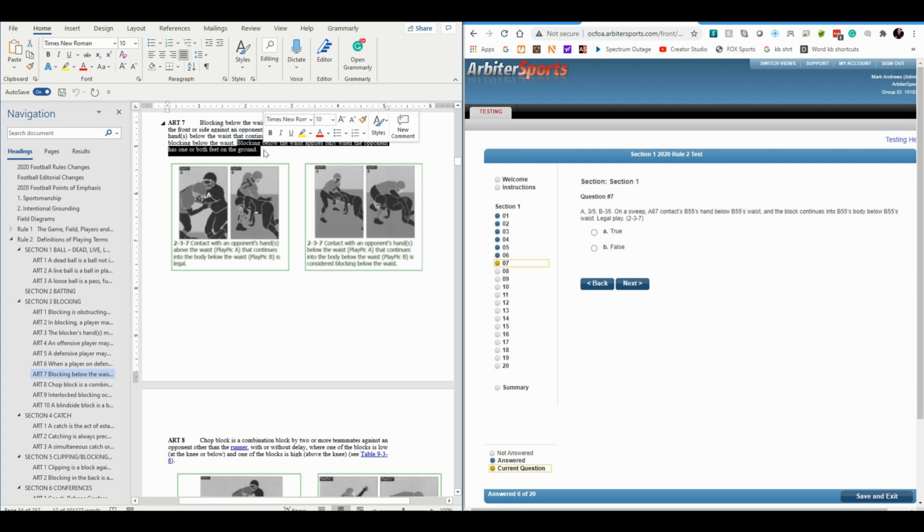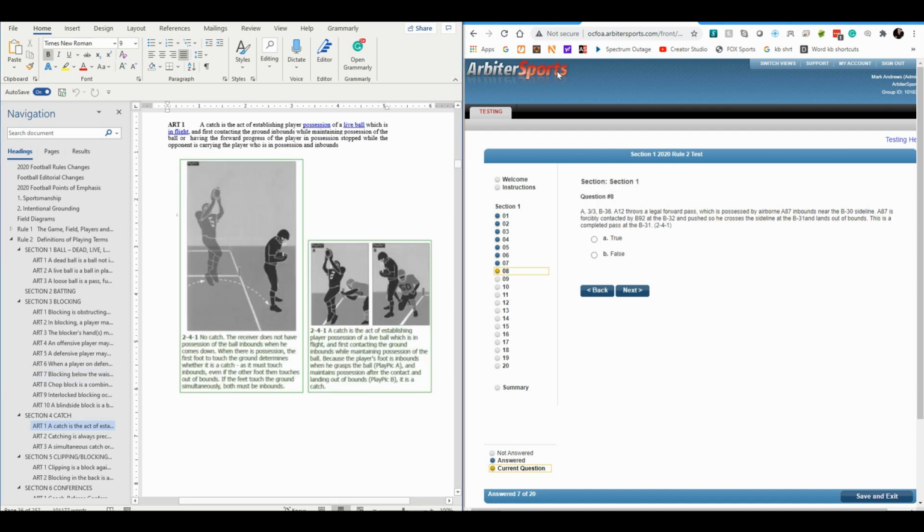But this one, this little blurb right here, this happened last year. And what it's talking about is a player who jumps into the air and is hit below the waist. That is legal, and keep that in mind. Don't ever call that a block below the waist. If he's in the air and he's contacted legally, by legal I mean he's not contacted with the crown of a helmet or something like that, then that contact is legal. Okay, so for question number 7, the answer is false.